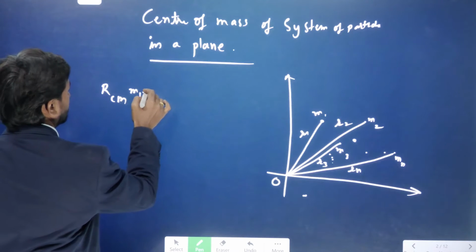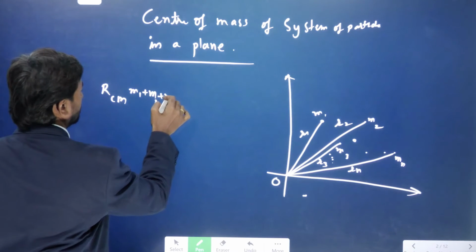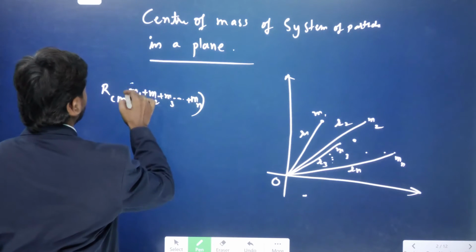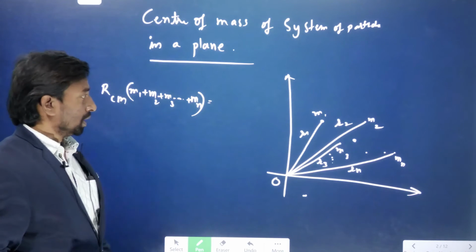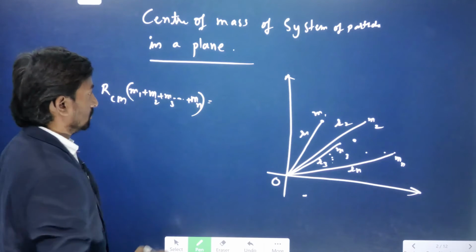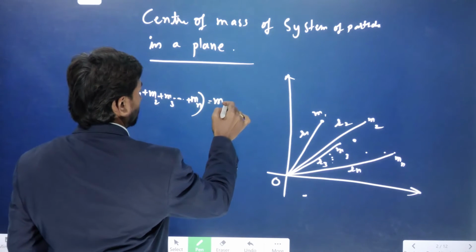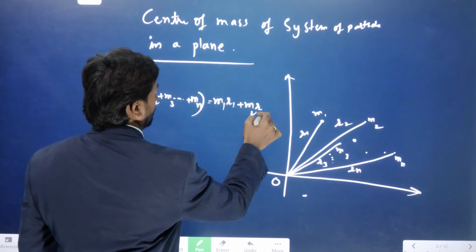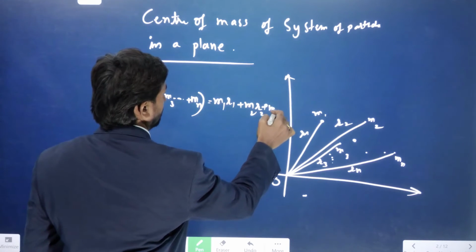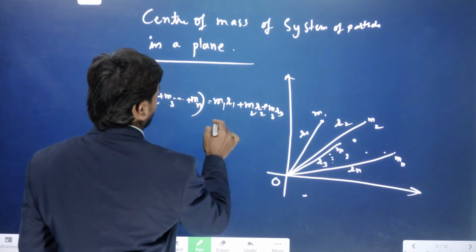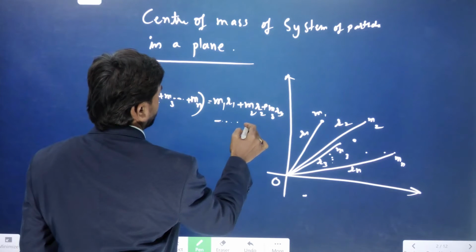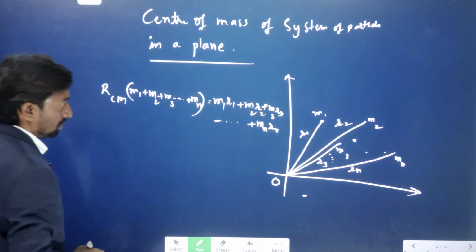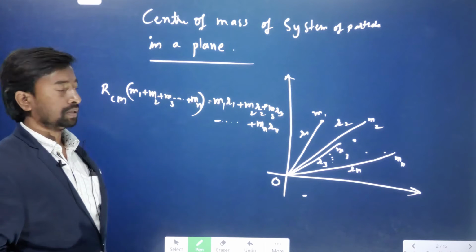So m1 plus m2 plus m3, so on up to mn. Now the moment of each and every particle: the mass of the first particle and its distance from the origin r1, plus m2 r2, plus m3 r3, so on up to mn rn. That is from the principle of moments of masses.